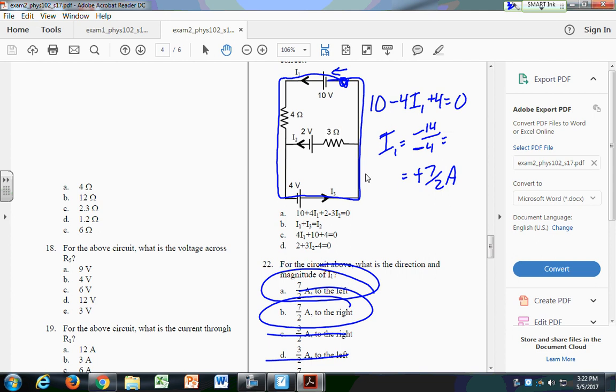If it was negative, it would be to the right, because it would be opposite of this arrow. That's right. It's the opposite of the chosen direction, the direction that you chose. I mean, you didn't choose it here. I chose it for you, but all right.